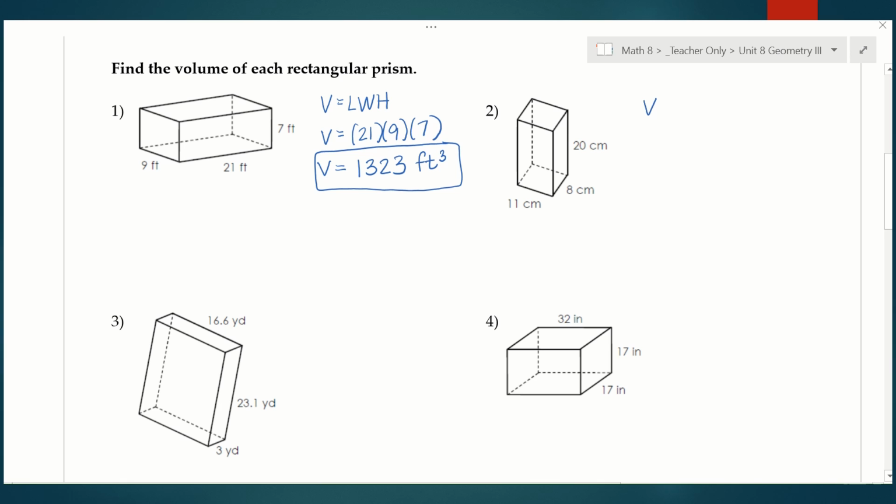Okay, number 2, another rectangular prism, so length times width times height. I'm going to choose 11 to be my length, 8 to be my width, and 20 to be my height. Again, the order of those numbers doesn't matter. No matter what, we will all get 1,760 centimeters cubed.